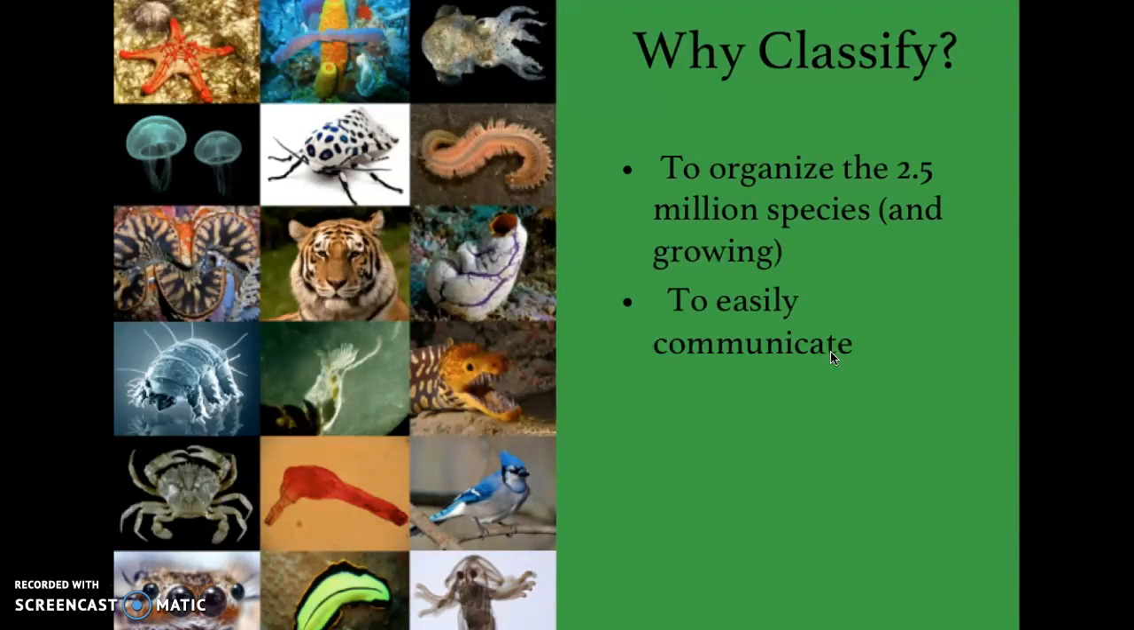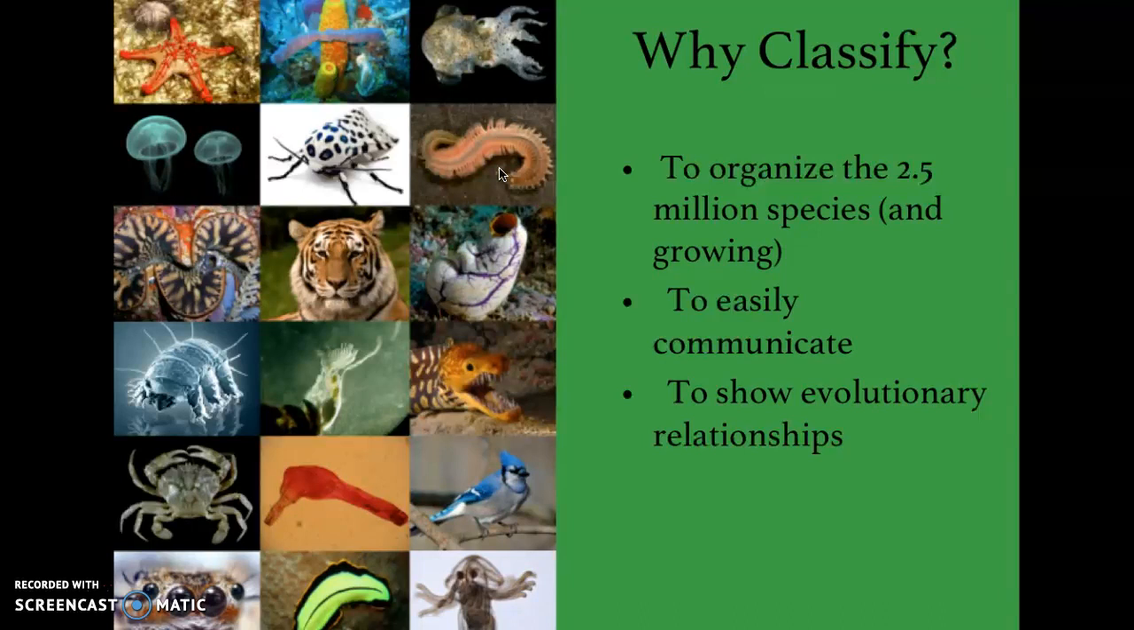We classify animals to easily communicate. So I can call this right here a polychaete worm, which it is, but there are many species of polychaete worm. I wouldn't call it a fireworm, which is a common name for it. I would call it a polychaete worm, so that somebody reading a paper about it in France, somebody else reading a paper about it in Japan, and somebody reading a paper that I wrote about it in Australia would all know what I'm talking about. So it's for communication. Everything has the same name no matter where in the world you live.